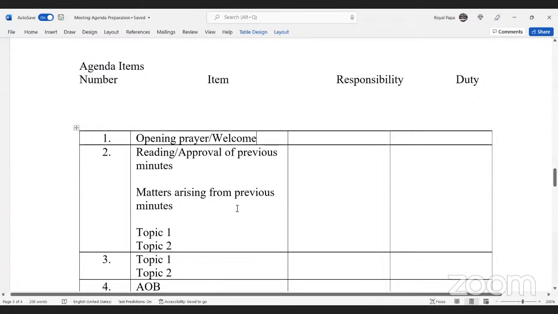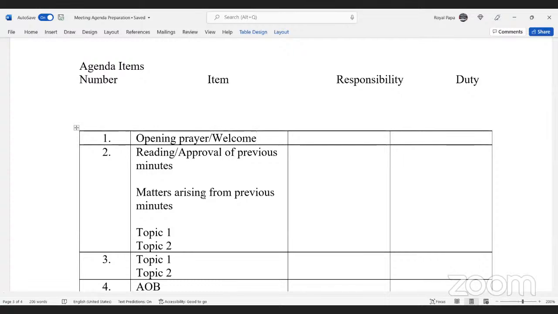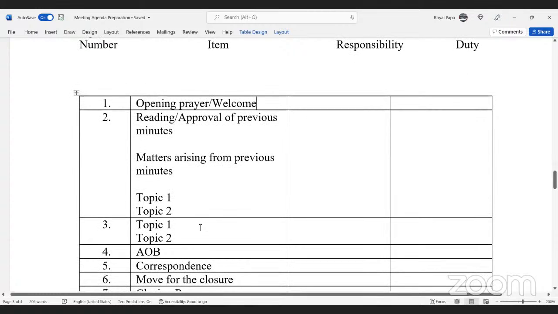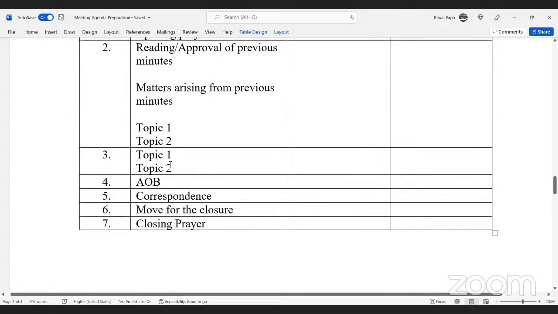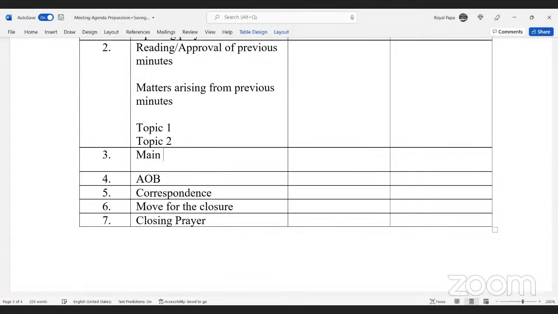So the clerk or the secretary now comes in. In our meeting, as I've shared already, we may be looking at reading of minutes, and we get approval of previous minutes. We may also look at matters arising, and from there we may come to main business. So here there should be main business.